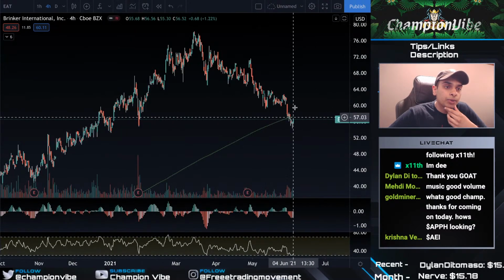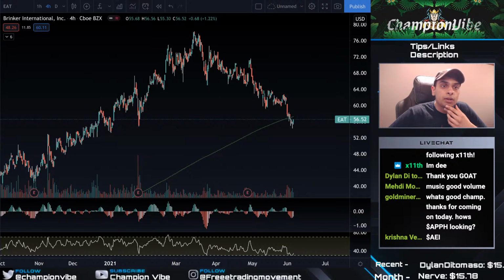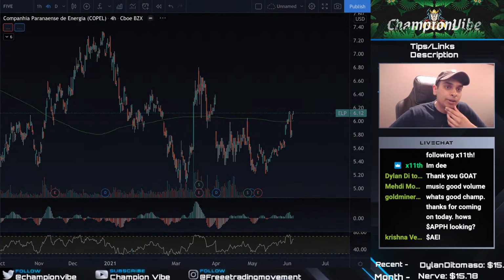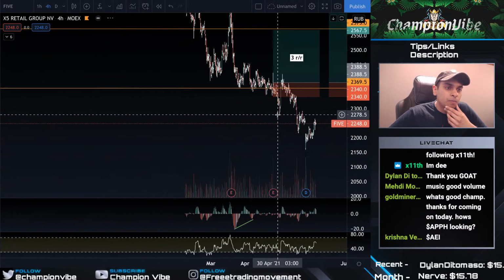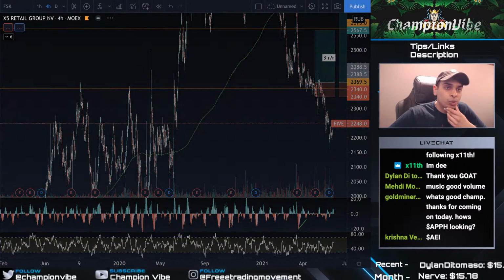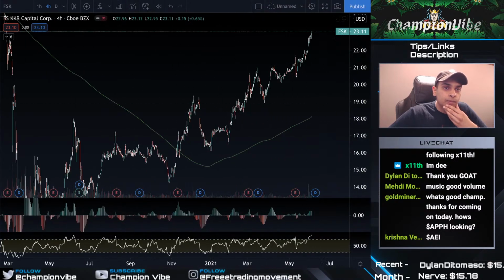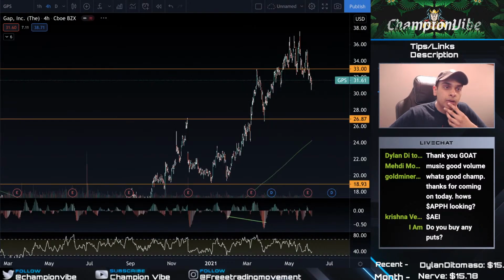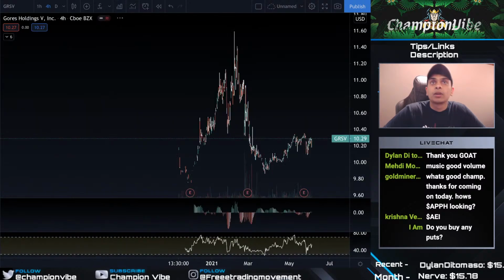I don't like how that broke the 200-day moving average. ELP, it got over it, but like better areas to enter. 5, meh. Is there any support? Nah, too choppy. This one's already going to the moon. Same for that one. No, there's not really any support there.